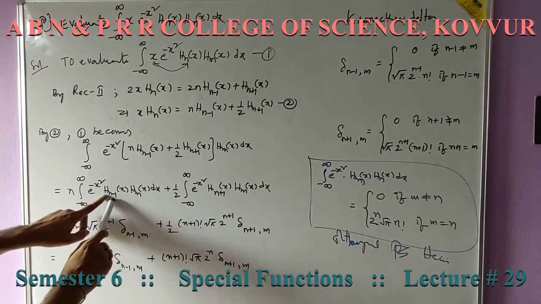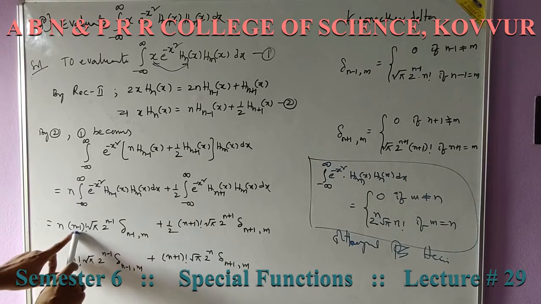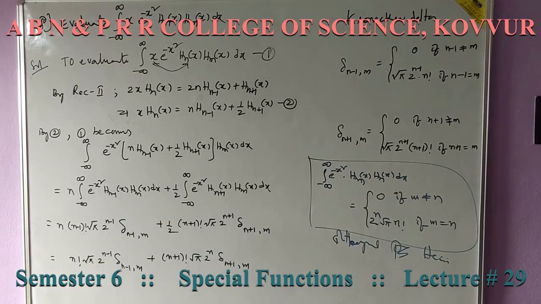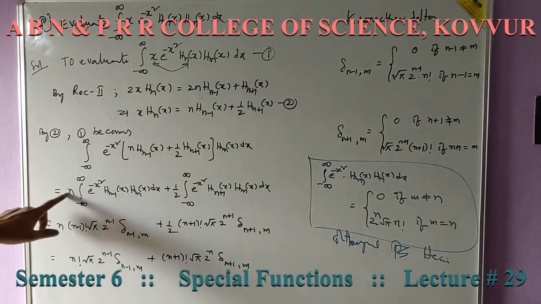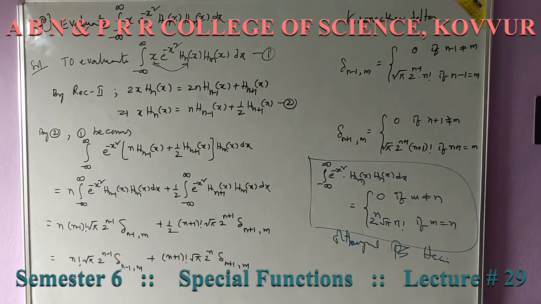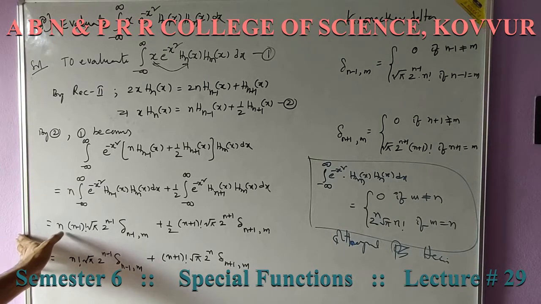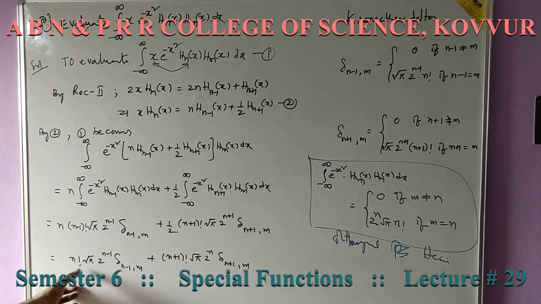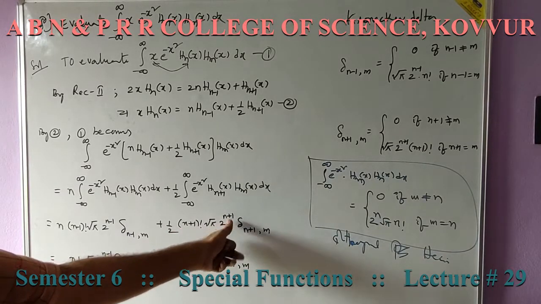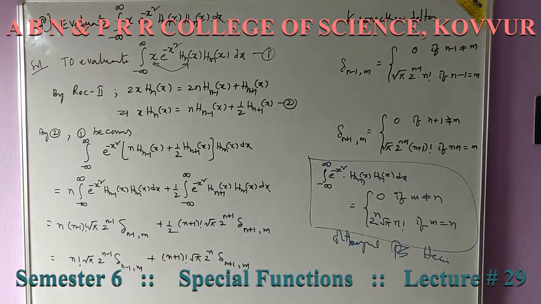Here in place of n we have n minus 1, so (n-1) factorial root pi 2^(n-1). This is the existing n, and this is the existing 1/2. Simplifying, n into (n-1) factorial is n factorial and everything. This is 1/2, this is 2^(n+1), therefore 2^n. This is delta n-1,m and delta n+1,m.